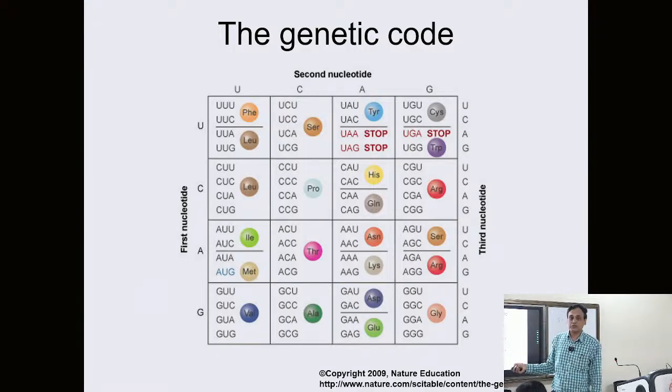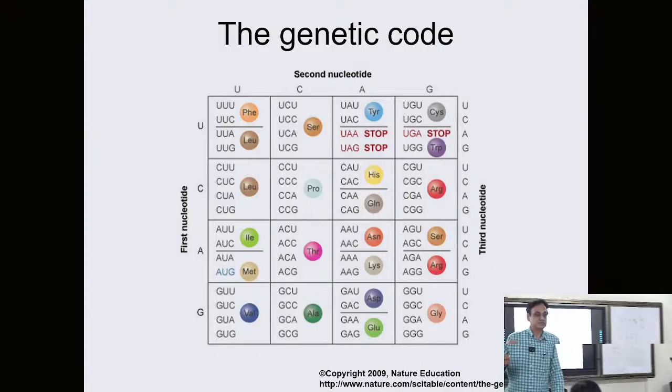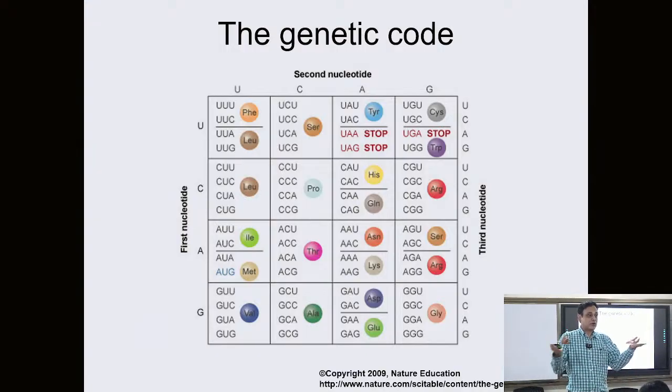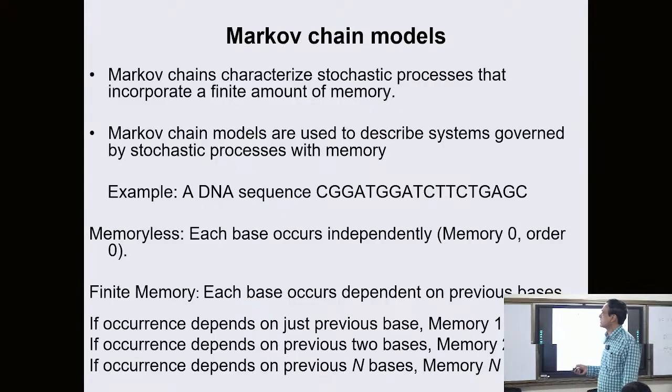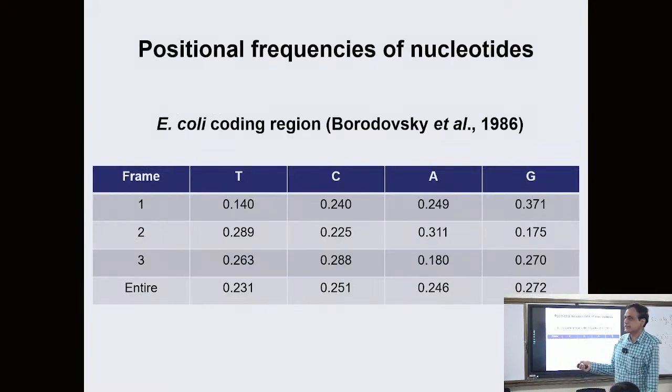So at the third position, you will have more U's or T's in the coding sequence. So all these together contribute to the differential pattern that is reflected in the coding sequences.